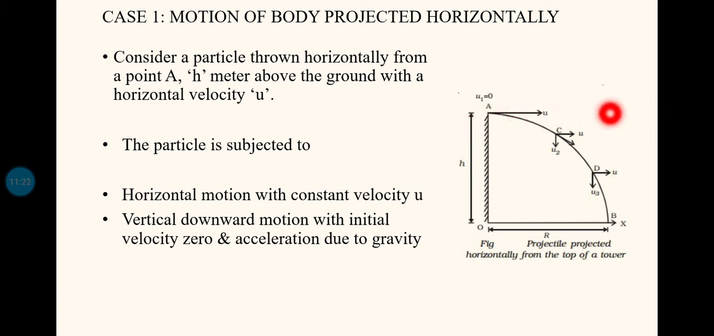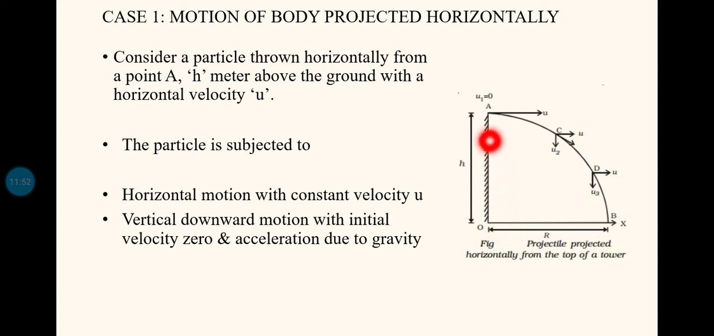In the horizontal motion, the velocity is going to be constant. The projectile is projected with a velocity u horizontally, so the velocity along the horizontal direction will not change, it will remain constant. But since gravity is acting, it has some acceleration in the downward direction. Therefore, the velocity from A to B is going to change in the case of downward motion, that is vertical downward motion with initial velocity 0 and acceleration due to gravity. So we have divided the projectile motion into two: one is horizontal motion with constant velocity u, and the second one is vertical downward motion with initial velocity 0.